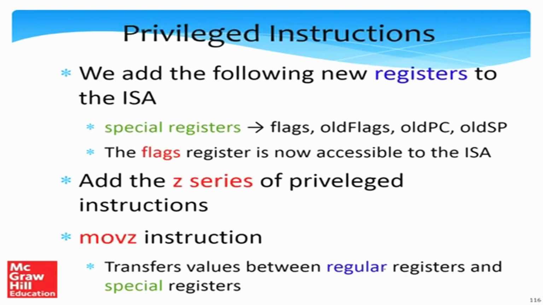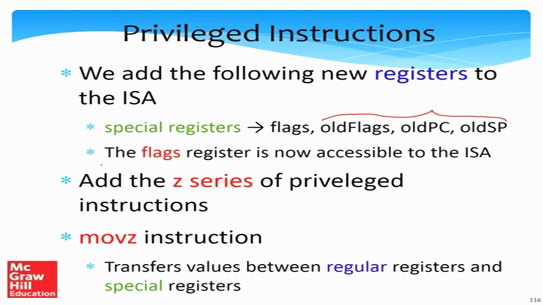Alright, so along with privileged registers, what we do is that we add some privileged instructions. So we will add the following new registers to the ISA. In the ISA, we will also expose the flags register that we have over here. We shall explain in a short while why we need to expose the flags register to the ISA. But these are the other privileged registers that we have added: old flags, old PC, and old SP.